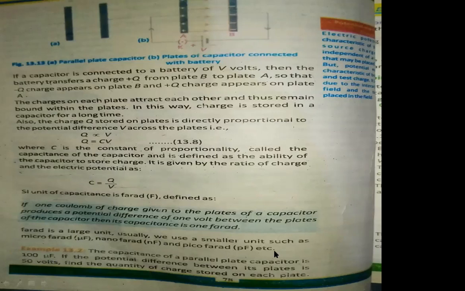Okay. The bigger unit of capacitance is farad, but the smaller units of capacitance are microfarad, nanofarad, and picofarad. Farad is a larger unit. Usually we use smaller units such as microfarad (µF), nanofarad (nF), and picofarad (pF). You know, micro is 10 raised to the power minus 6, nano is 10 raised to the power minus 9, and pico is 10 raised to the power minus 12. So normally we take capacitance in microfarad, nanofarad, and picofarad. The larger unit of capacitance is farad, named after a scientist, and the smaller units are microfarad, nanofarad, and picofarad. I repeat this one more time for you.